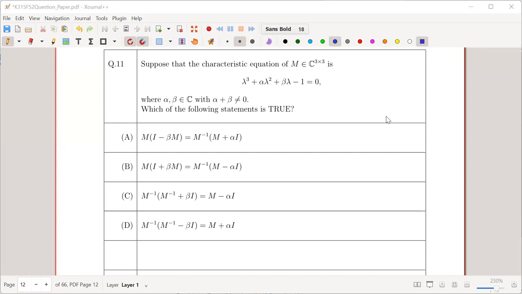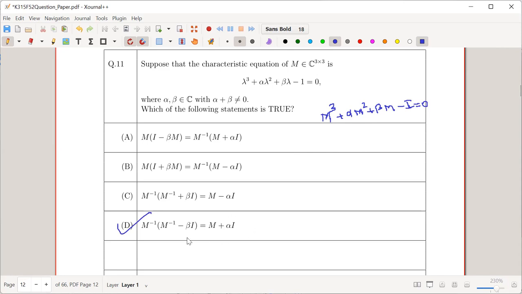So we know that by the Cayley-Hamilton theorem, the matrix satisfies its characteristic polynomial. Therefore, M cube plus alpha times M square plus beta times M minus identity equal to 0. Okay, so this we know. Therefore we can easily check that the last one is the correct option.